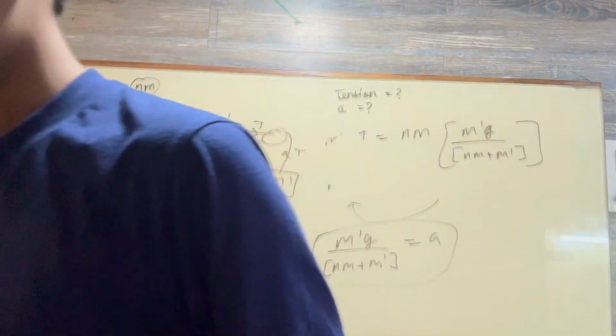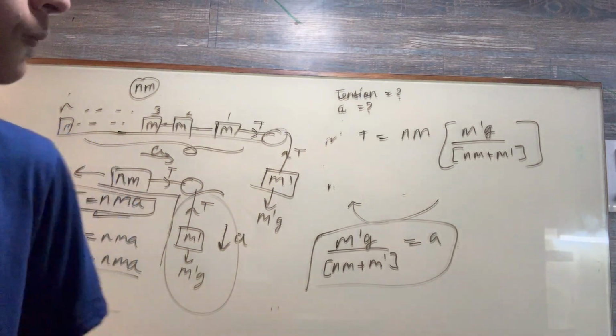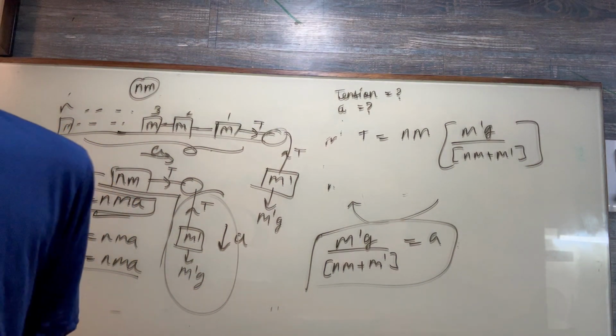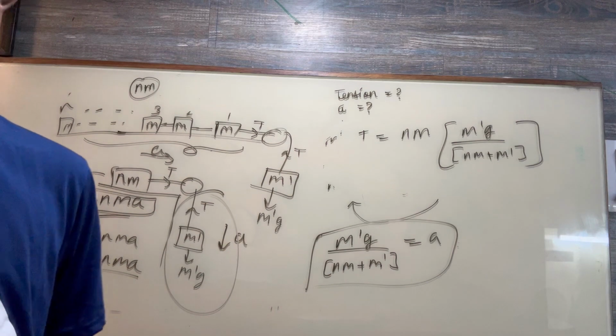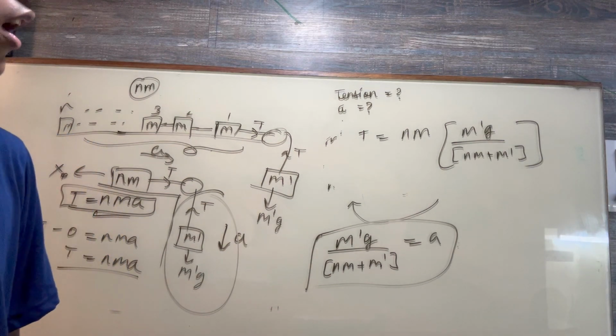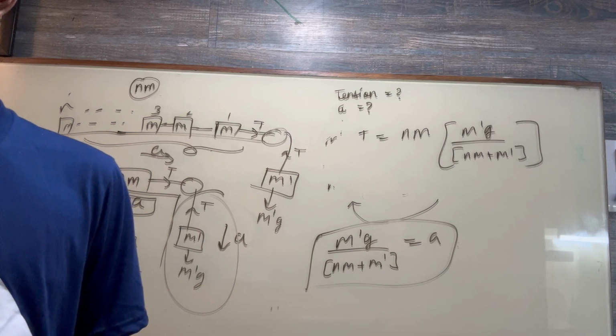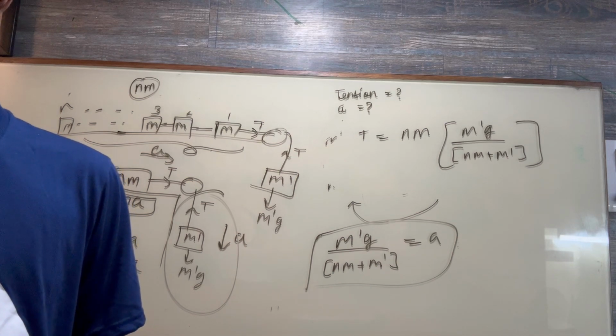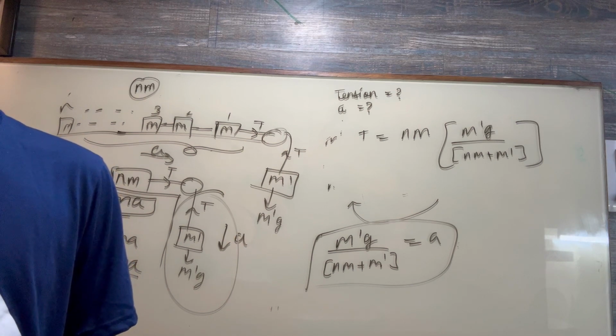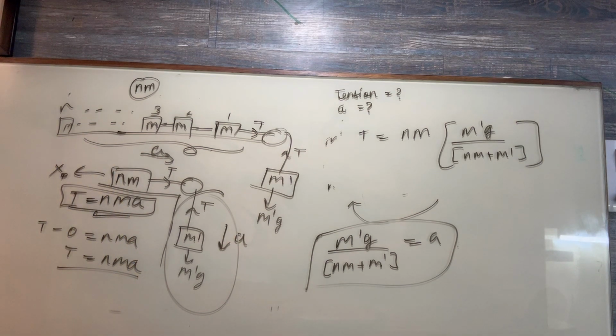Nm plus n dash. So finally we will get... one second... m small m.